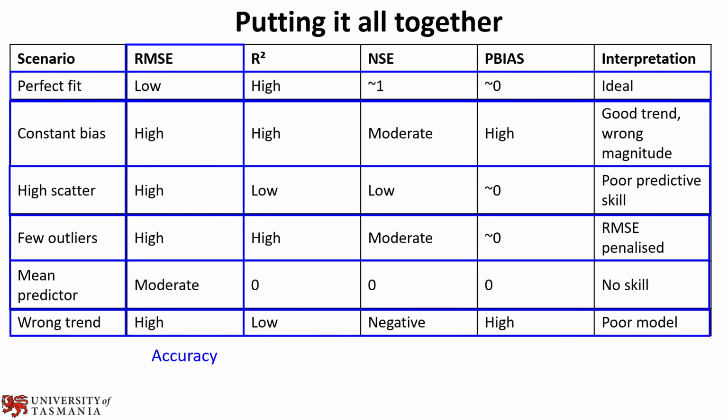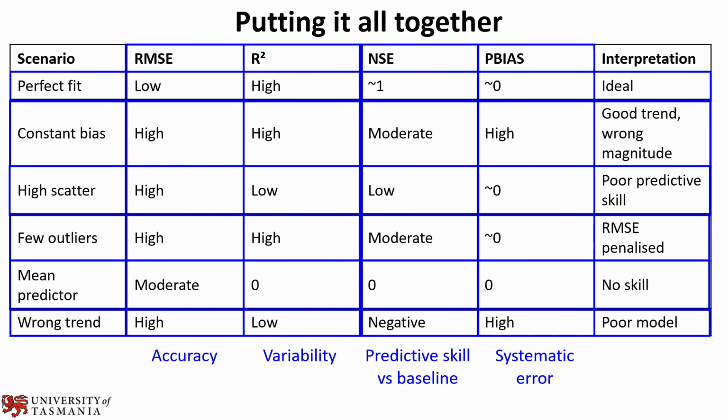So thinking about these validation statistics, what are they actually showing us? Root mean square error is really showing us the accuracy of your model, or more specifically, normalized root mean square error. R squared is showing the percentage of variance accounted for by the model, and you're wanting that to be higher rather than lower. NSE, or your Nash-Sutcliffe efficiency, is showing your predictive skill versus the baseline, and you're really wanting that to be close to 1. And your p-bias, your percentage bias, is showing your systematic error.